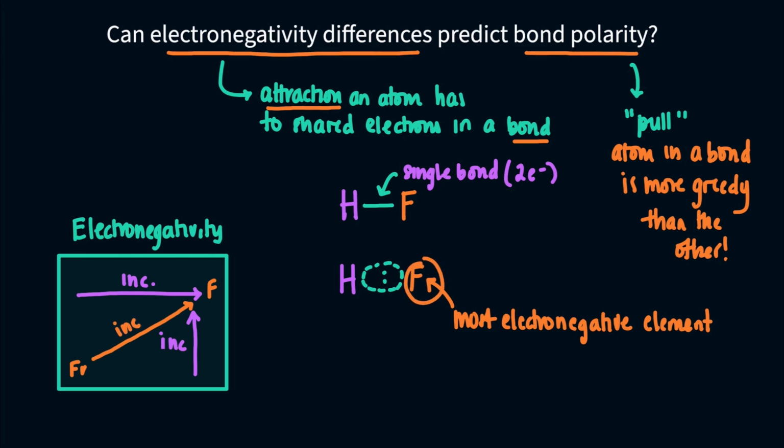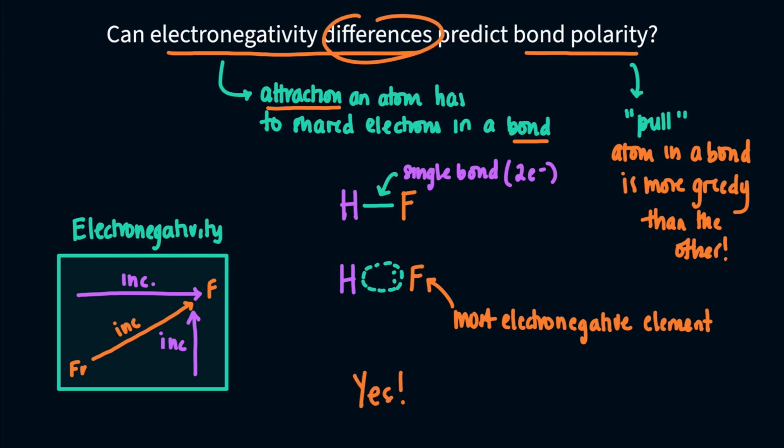And since fluorine is the most electronegative, it's going to have the most attraction toward those shared electrons. So it's going to pull those electrons so close to its own atom, basically leaving hydrogen with nothing. So to answer this question, what do you think? Can electronegativity differences predict bond polarity? You are absolutely correct. The answer is yes.